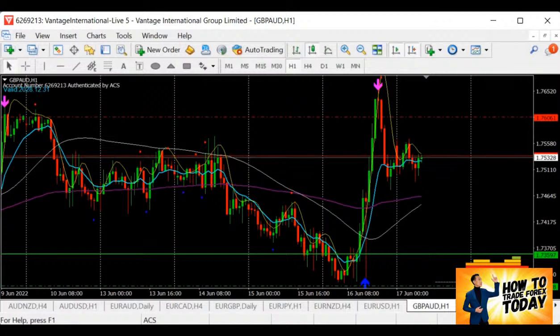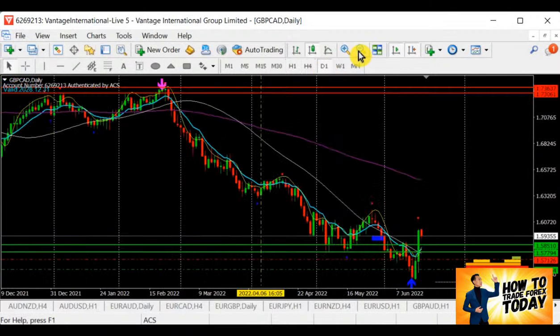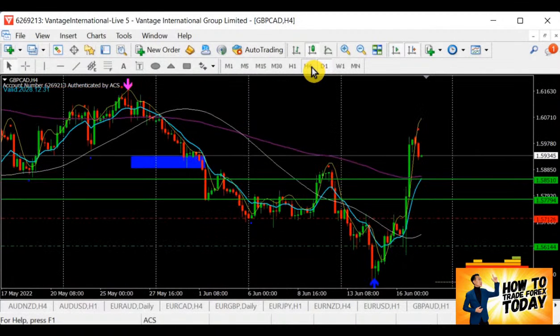All right, pound cat. Let's take a look at pound cat over here. The bear has been running, breaking the support and still running down to a low. But the last 2 days were very bullish, buying into this area. So is it going to be a bull or a bear? For pound cat, I will still say we still have a chance for a bear.